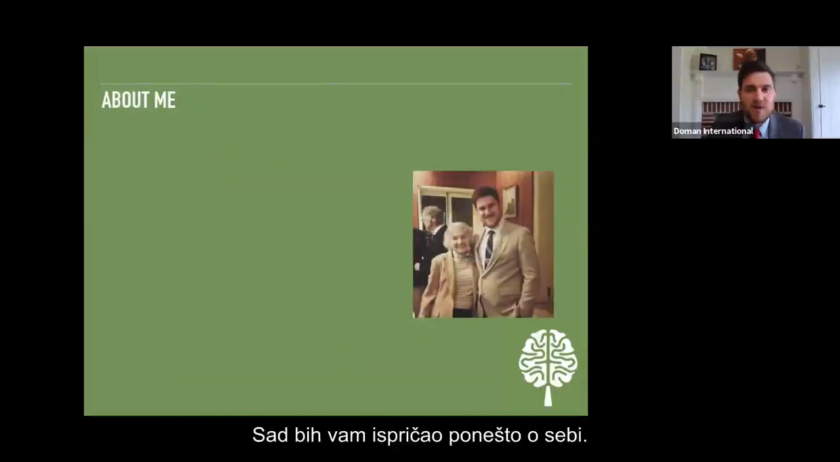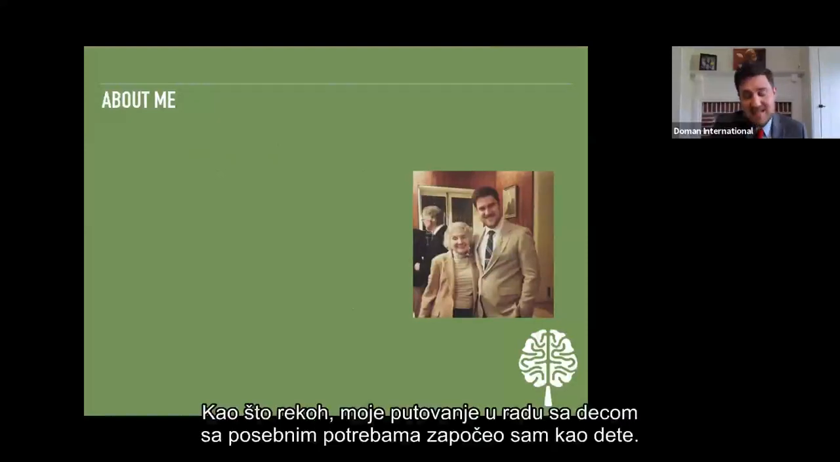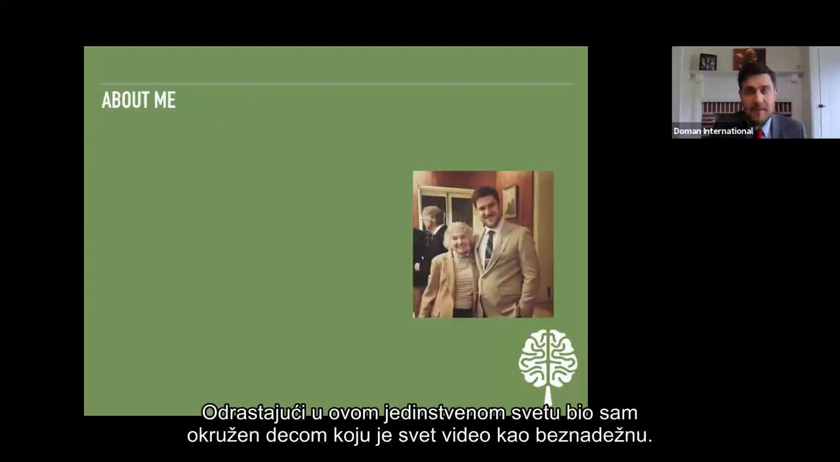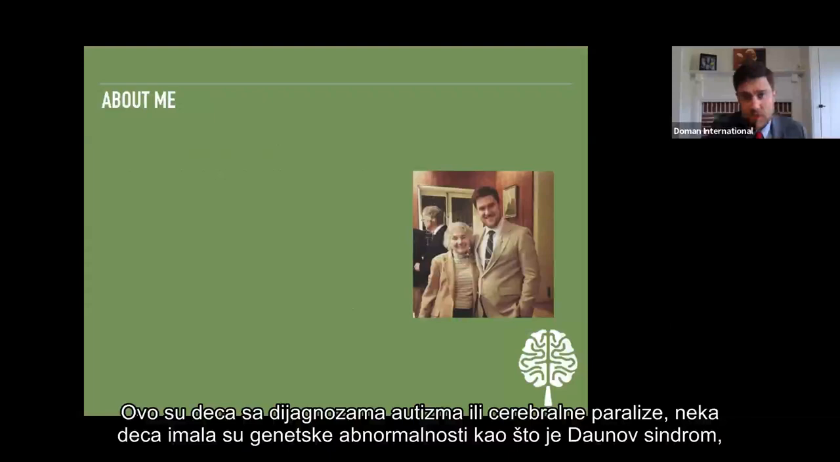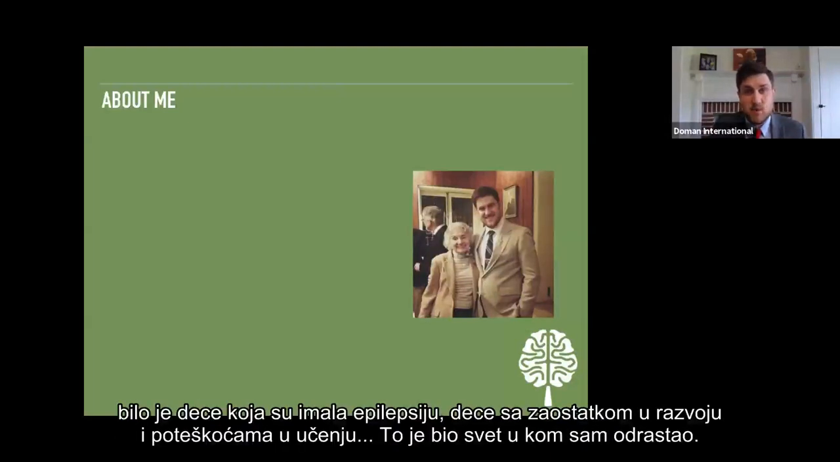Now, let me talk a little bit about who I am. As I said, my journey to working with children with special needs really began as a young child, growing up in this kind of unique world where I was surrounded by children that the world really viewed as hopeless. These were children who might have been diagnosed with autism or cerebral palsy. Some children had genetic abnormalities like Down syndrome. There were kids who had epilepsy, children with developmental delays and learning problems. This was the world that I grew up in.